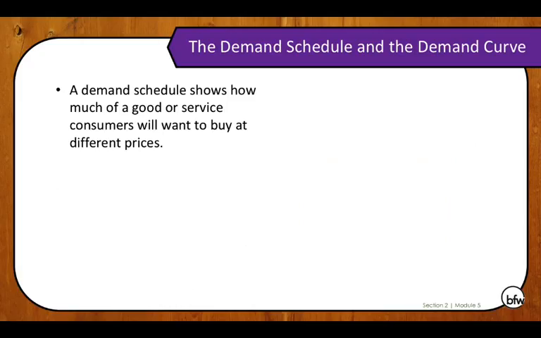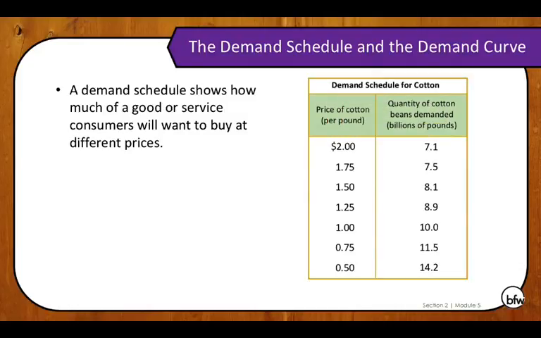Now, the first thing that we need to talk about when we look at the law of demand is the difference between the demand schedule and the demand curve. A demand schedule is a table that shows how much of a good or service consumers will want to buy at different prices. So here we have a demand schedule for cotton. And this demand schedule shows how much cotton consumers are willing and able to buy at each of a series of possible prices during a specified time period.